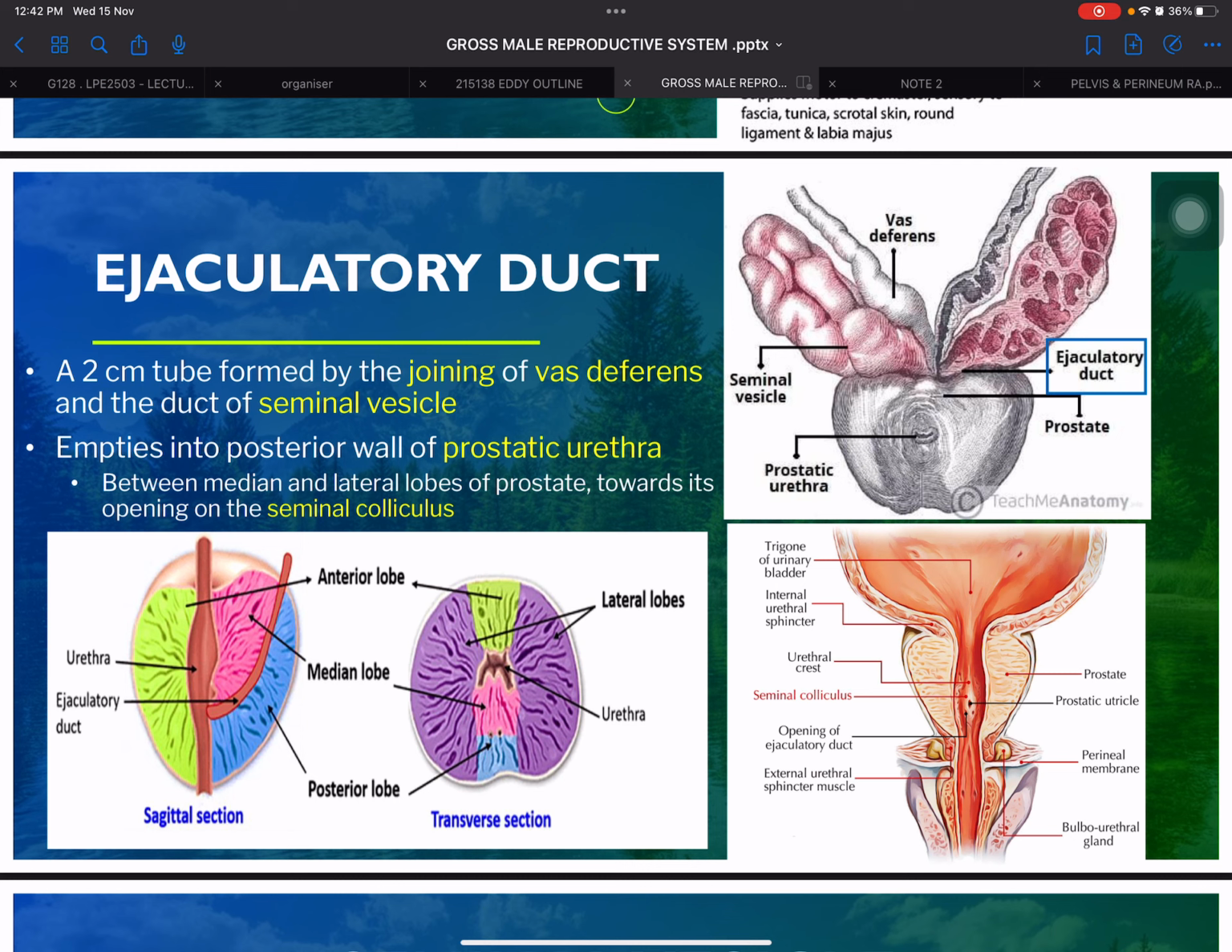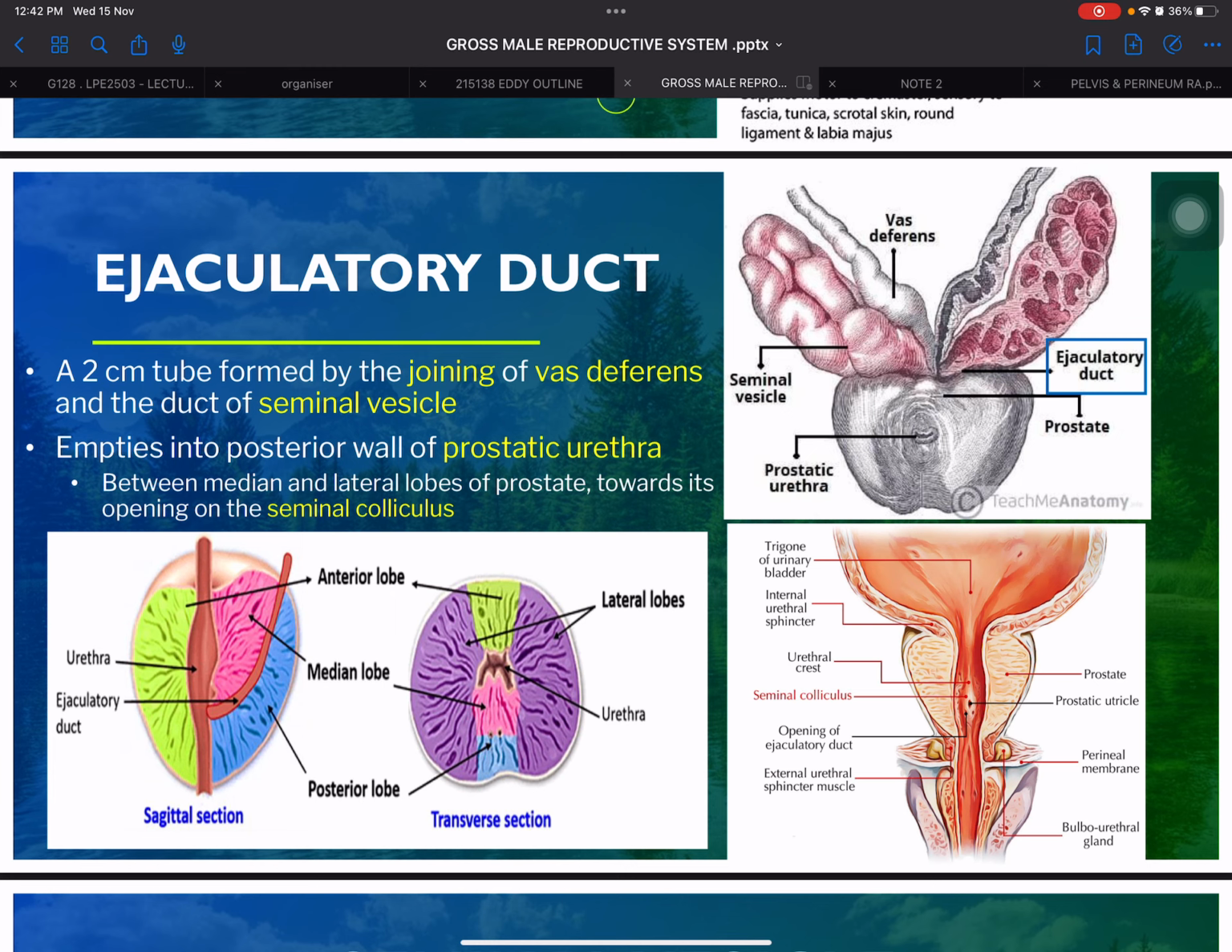Okay, this is the prostatic urethra, and between the median and lateral lobe of the prostate, this is the median lobe. This is the posterior lobe, the median and lateral lobe of the prostate, towards its opening on the seminal colliculus. It's opening into the seminal colliculus. Okay, so that's the opening of the ejaculatory duct.